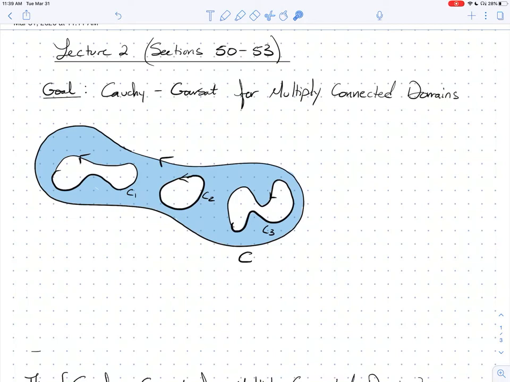There's a way you can state this theorem when they're opposite. So when the big one goes one way and all the little ones go the other way, but we're not going to write that version down. Your book actually does, but I think the way that I'm going to say it is much easier in practice.